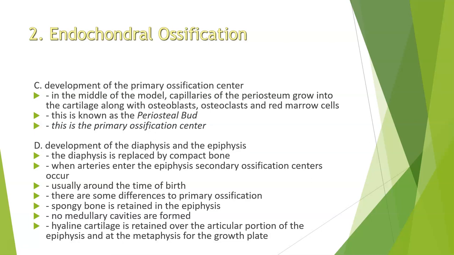And there are some differences here. Of course, the first is that the cartilage is replaced with spongy bone, not compact bone. And of course, being the epiphysis, there is no medullary cavity. We just get it completely filled with spongy bone. The chondroblasts are retained over the articular portion at the very ends of the epiphyses. We do get hyaline cartilage that is retained, and we also get hyaline cartilage that's retained near an area called the metaphysis. If you remember, the metaphysis is between the epiphysis and the diaphysis. And we do have hyaline cartilage remaining there for what is known as the growth plate, which we'll be talking about very shortly.